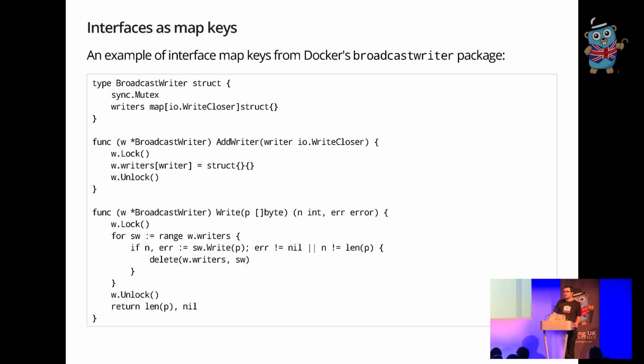Interfaces as map keys are a little less often used, but here's a real example that I found on the internet, which is from Docker's code base. They have a package called broadcastwriter that implements Writer, and then it lets you add writers to it so that when you write to the broadcast writer, it writes to all of the other writers. I'm not quite sure how they're using it, but it seems pretty interesting. But it has this map of WriteClosers to empty struct. So they don't care about the value, they just want to track the WriteClosers that they have.